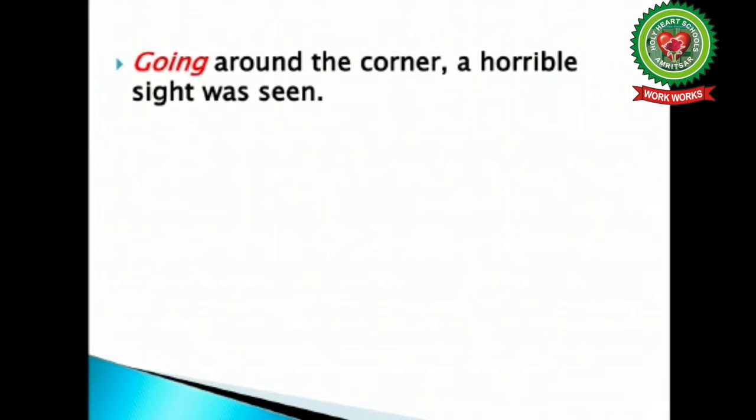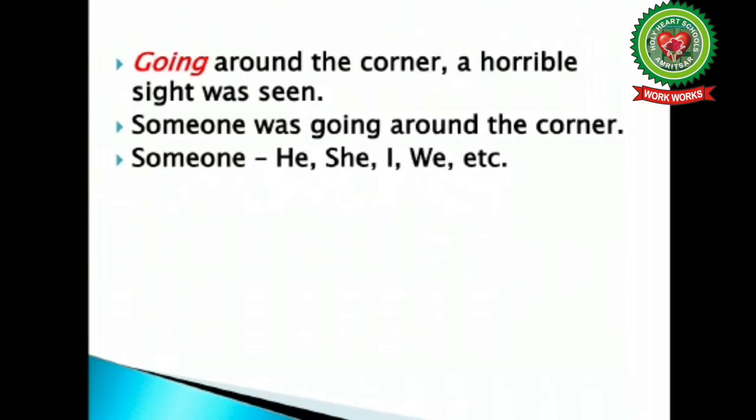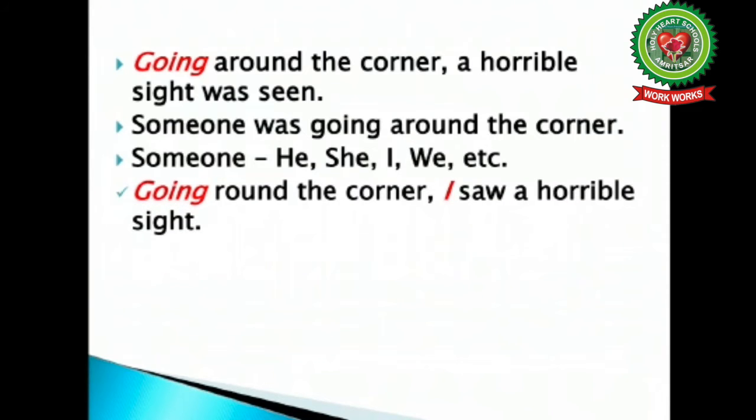Going around the corner, a horrible sight was seen. Now children, who was going around the corner? Was it a horrible sight that was going around the corner? No, it was someone who was going around the corner. Someone could be he, she, I, we, etc. So our answer should be: Going round the corner, I saw a horrible sight.